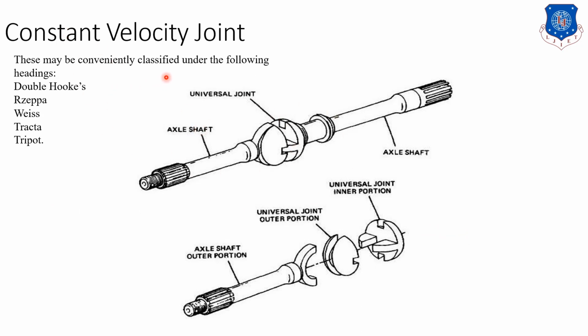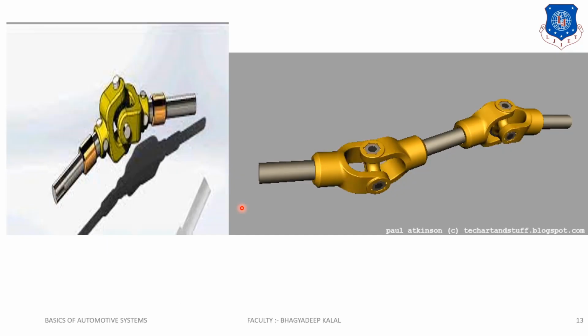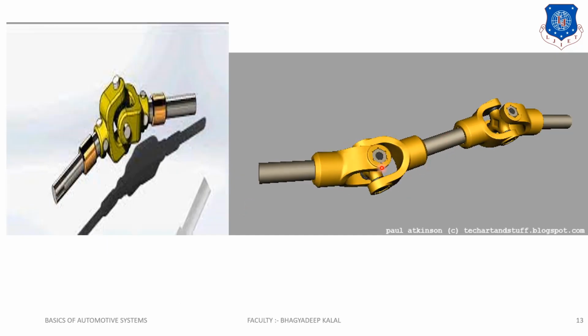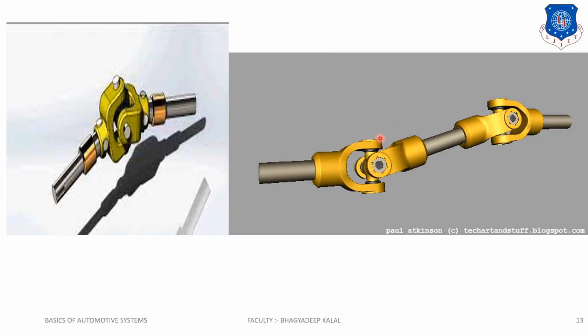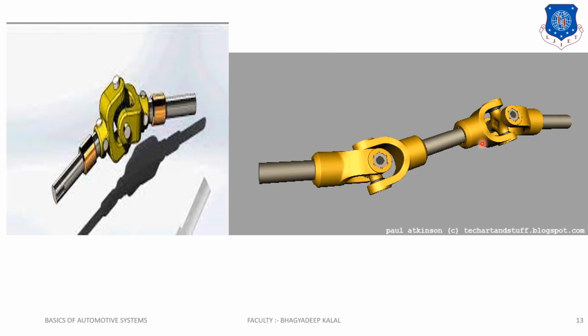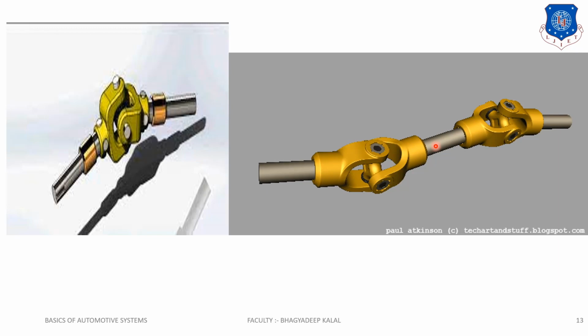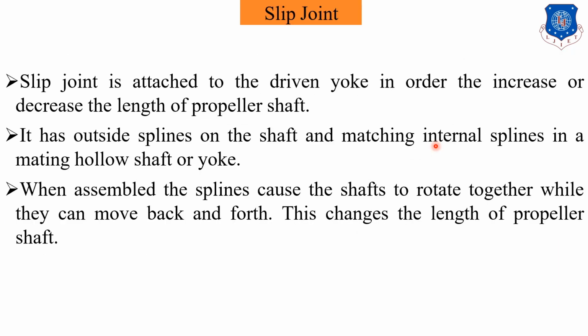These may be conveniently classified under the following headings. That means constant velocity joints are also classified as the double hook joint, also known as a constant velocity joint, Rzeppa, Tracta and tripod. In the double hook joint, two universal joints are used, but the angle made here remains constant, so that we get uniform speed.